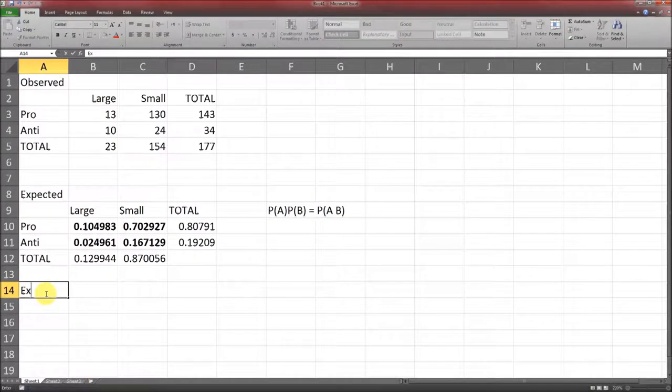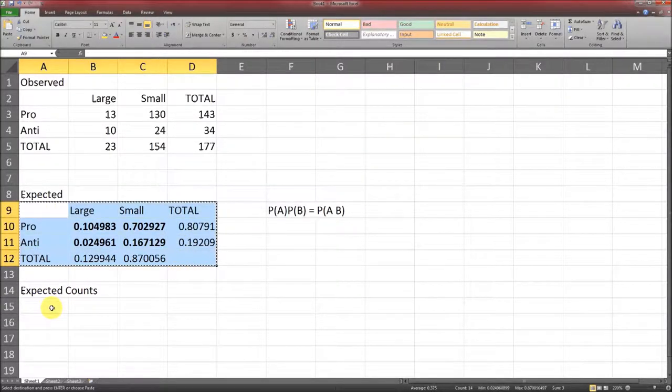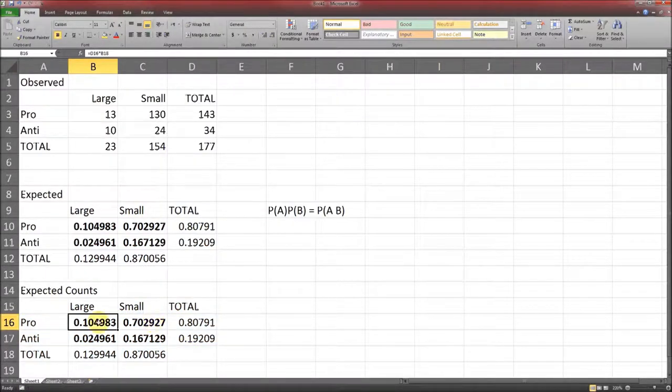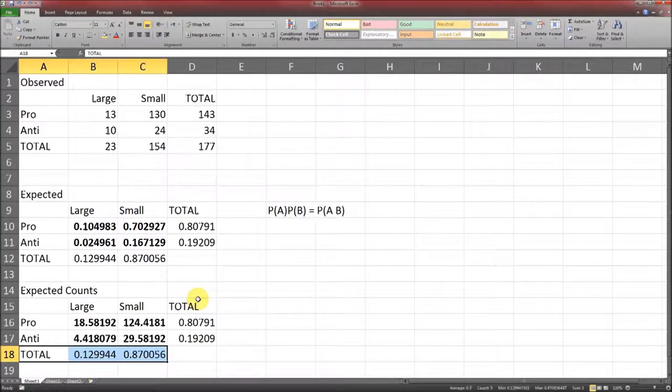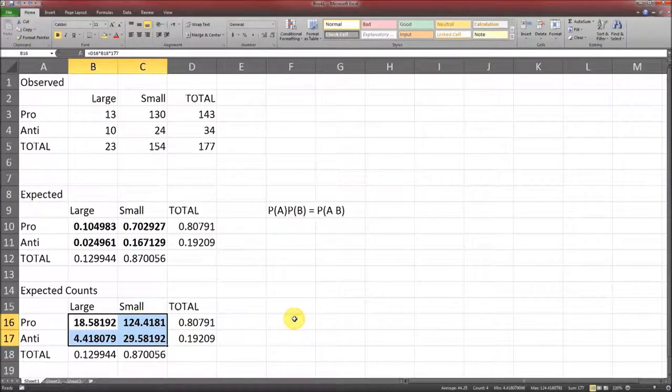So let's do another table. We'll call this one the expected counts. Just to make things easy, I'm going to copy and paste this. Well, if these two events, large, small, and pro, anti, are independent, then these are the correct probabilities, which means that counts will just be the probabilities times our sample size of 177. So this is times 177. Times 177. Times 177. Times 177. So those are our expected counts. So these numbers are our expected counts under the assumption that the two variables are independent.